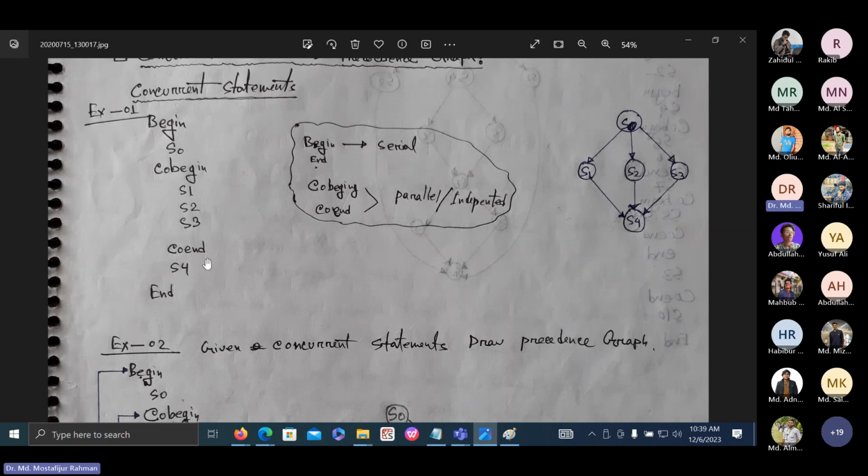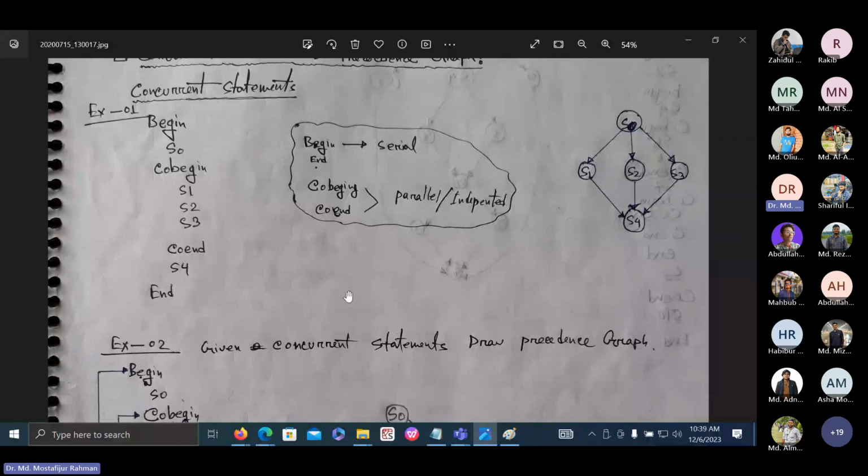Understand? So this is serial. That means S0, then from S0 we can see S1, then S2, S3, then S4. So you can see three statements, right? S0, S1 to 3, and 4. These three statements are executing here.